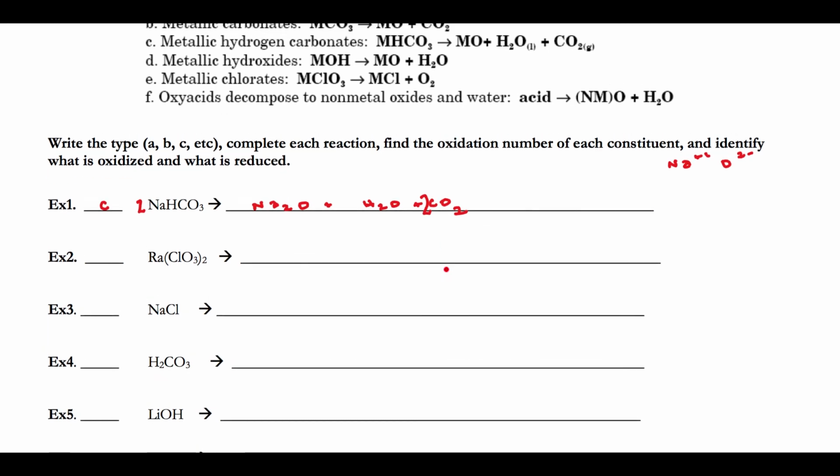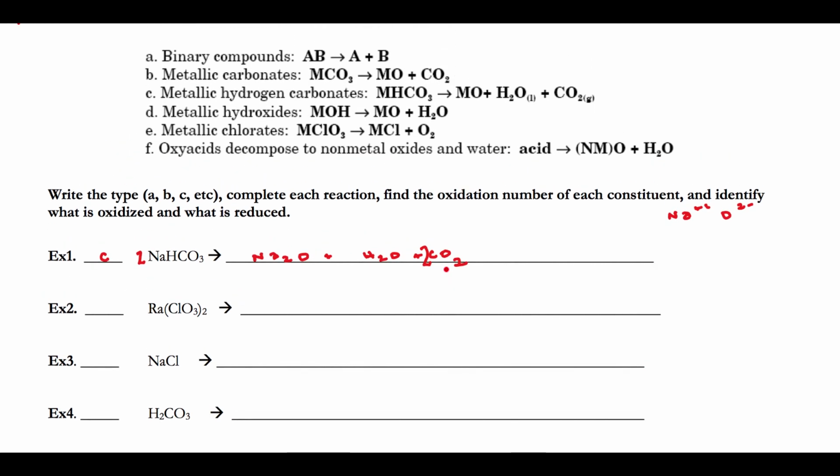For example 2, Ra(ClO3)2. Okay? So if you look, this is chlorate here. So if you look, I have a type E reaction. So my products are going to be my metal, which is Ra, crossed with chlorine. So Ra has a 2+ charge, Cl has a 1- charge. So when I cross this, this becomes RaCl2. And my other product here is going to be oxygen.